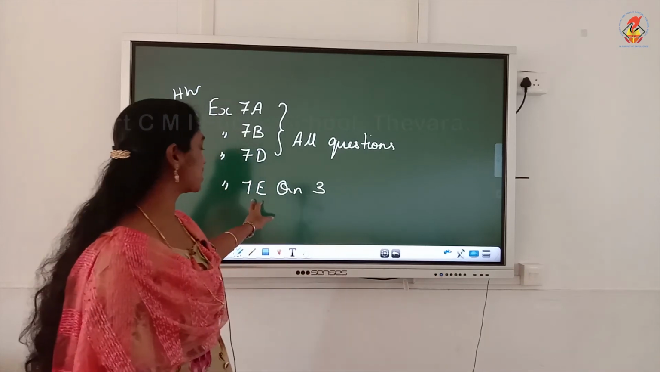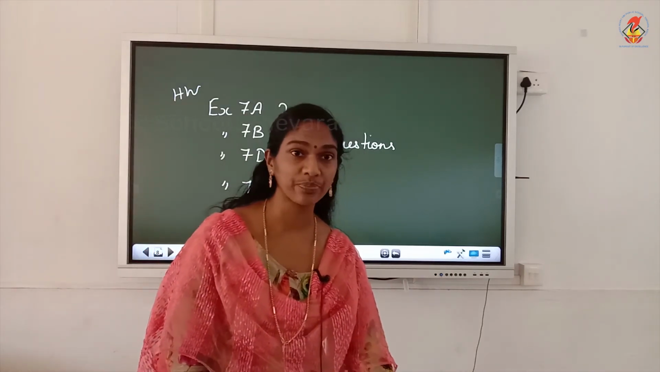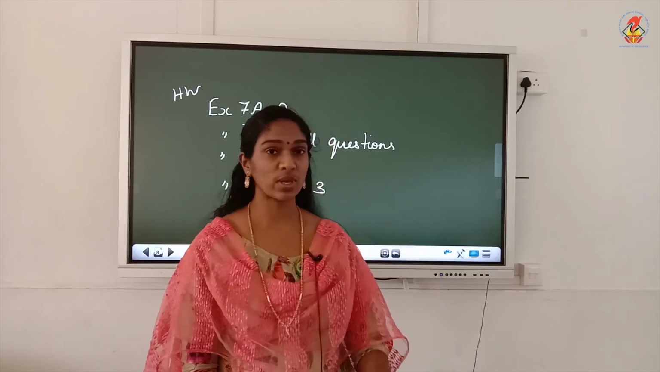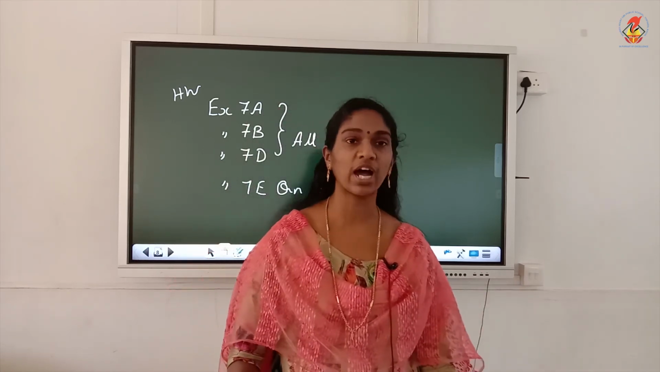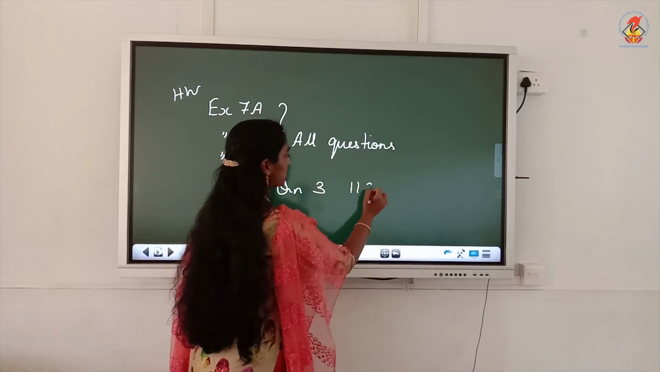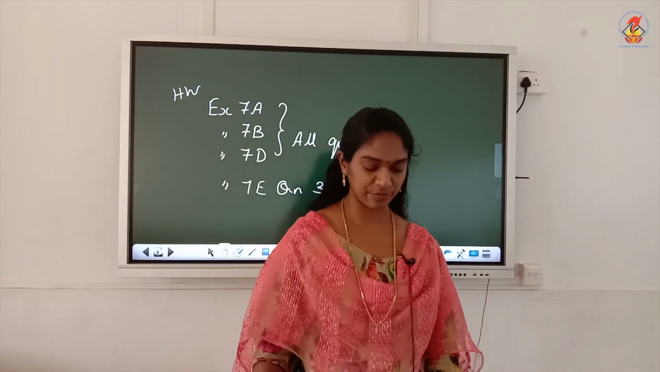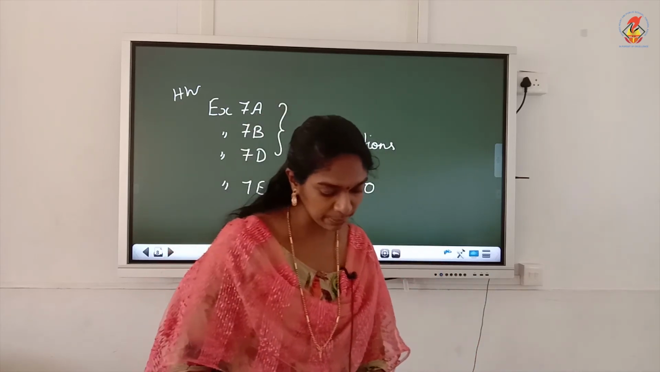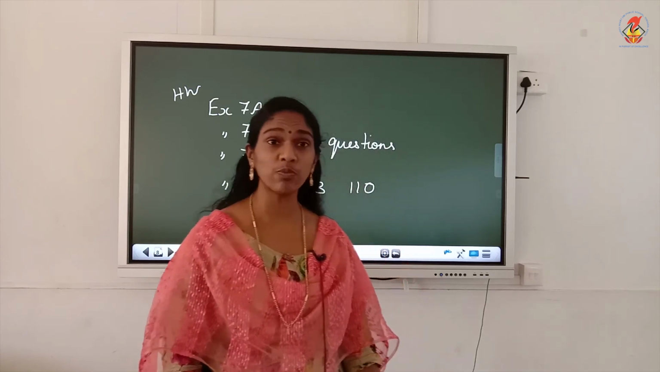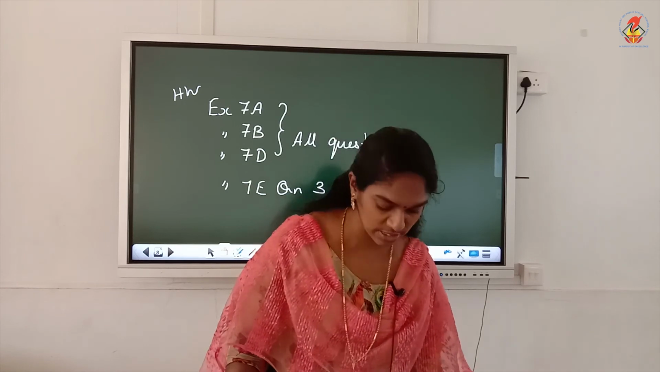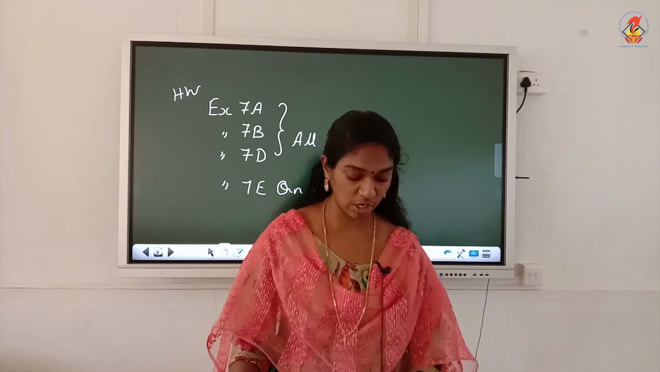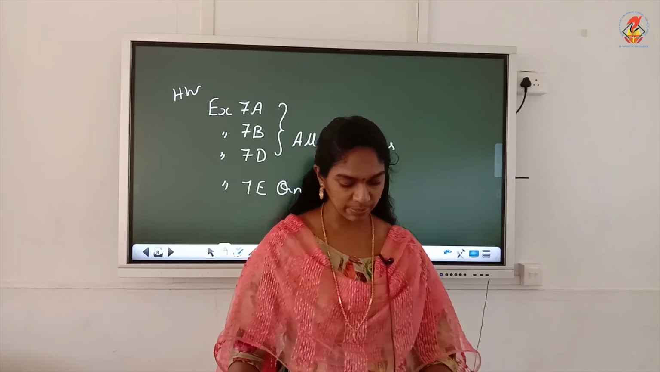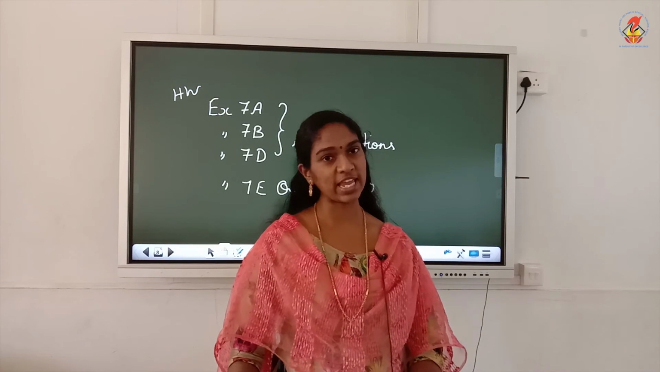Then exercise 7E. 7E you have question number 3, applications in real life. Please take the textbook children. 7E, question number 3, applications in real life, that is page number 110. There you can see, in a quiz competition, team A secured 84.5 points and team B secured 85 points. Which team won the quiz? Yes, it is team B, because team A it's 84.5 points and team B it is 85 points. Okay, so team B won the quiz. So you can write over there team B.